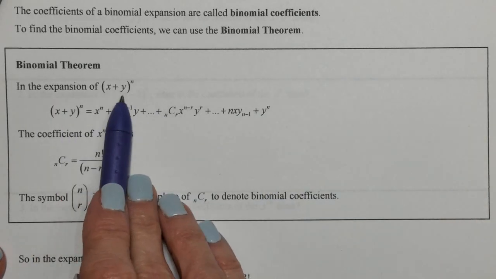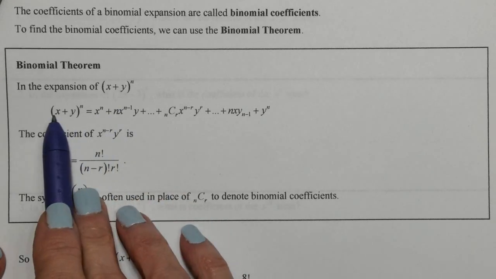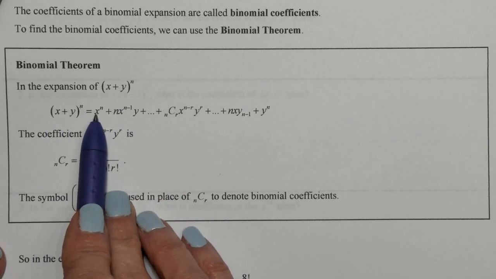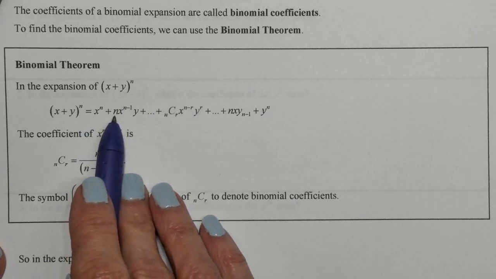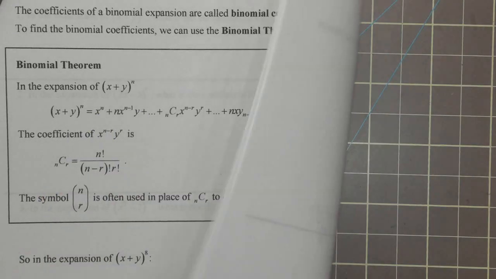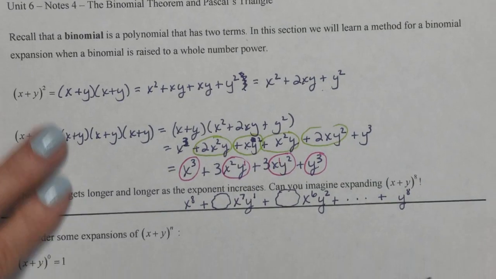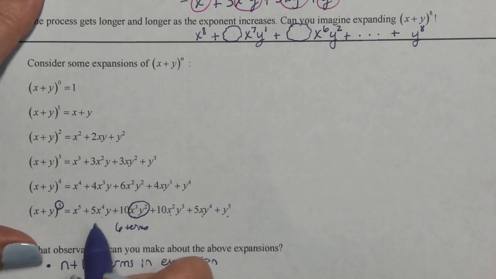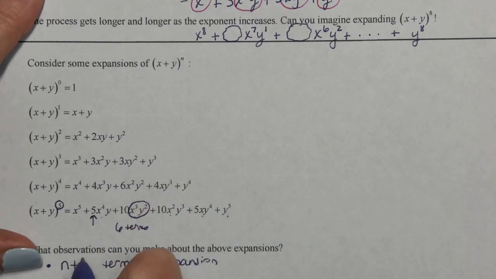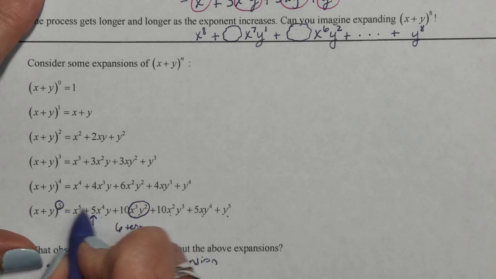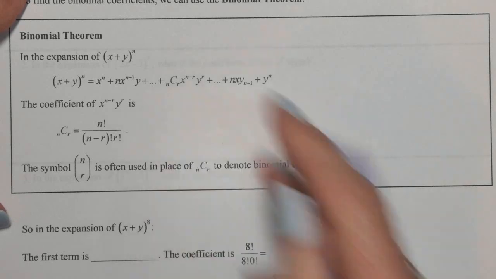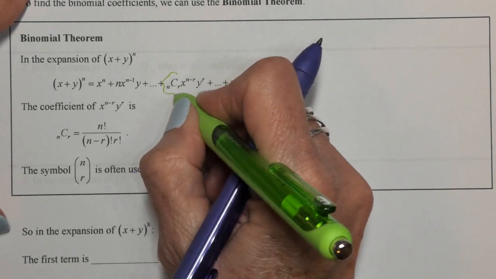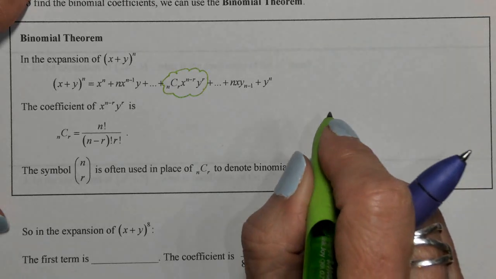In the expansion of (x plus y) to the n, the first term is x to the n. The second term, and this is one of the observations that I'm sure you noticed, has the coefficient of n. In each of those, the second term had a coefficient that was the same as the power that you started with. Okay? And then we have this, and this is a way to get every other coefficient.